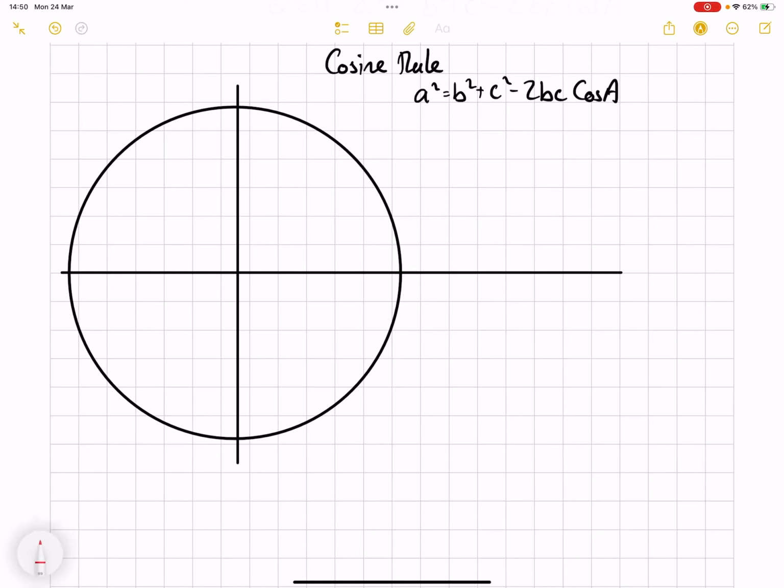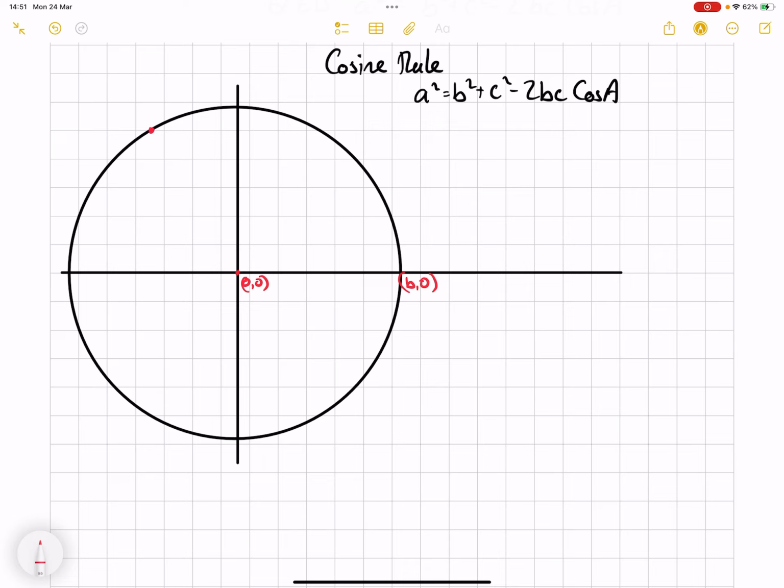Okay, we're going to try and prove the cosine rule here now, which says a squared is equal to b squared plus c squared minus 2bc cos a. And to do that, we're going to draw a circle around the origin, and we're going to make the radius of that circle just b units. So we're going to have a point here, (b, 0). Okay, and the first thing we do is we plot a point on that circle.